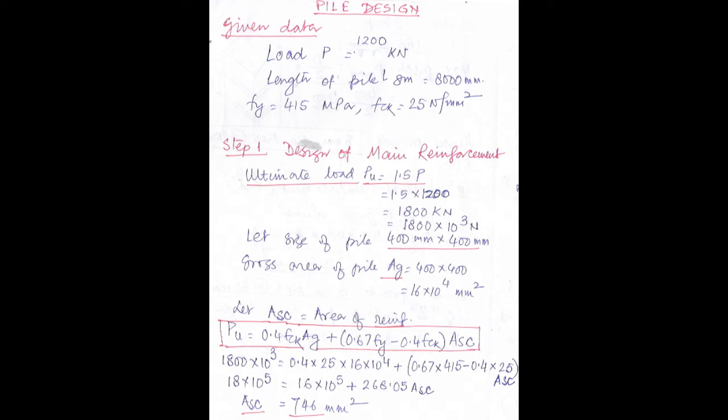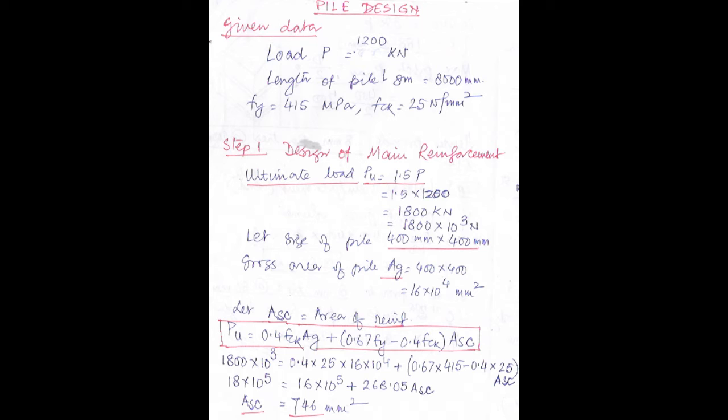First you note down the given data. In the question what is given? Load is given as 1200 kilonewton, so P is equal to 1200 kilonewton. Length of the pile is given as 8 meter. Convert it into millimeter, 8000 millimeter. And in the question they have told to use Fe 415 steel, so Fy will be 415 MPa, and M25 concrete, so FCK will be 25 Newton per mm square or MPa. So these are the given data.